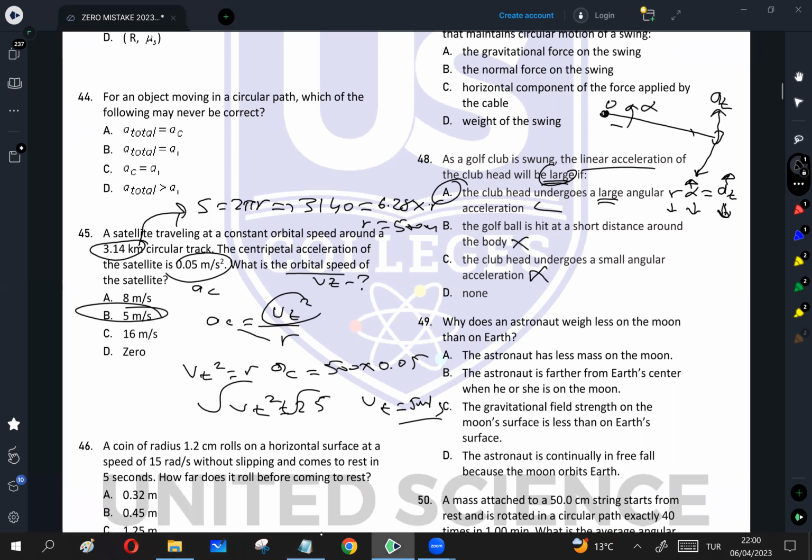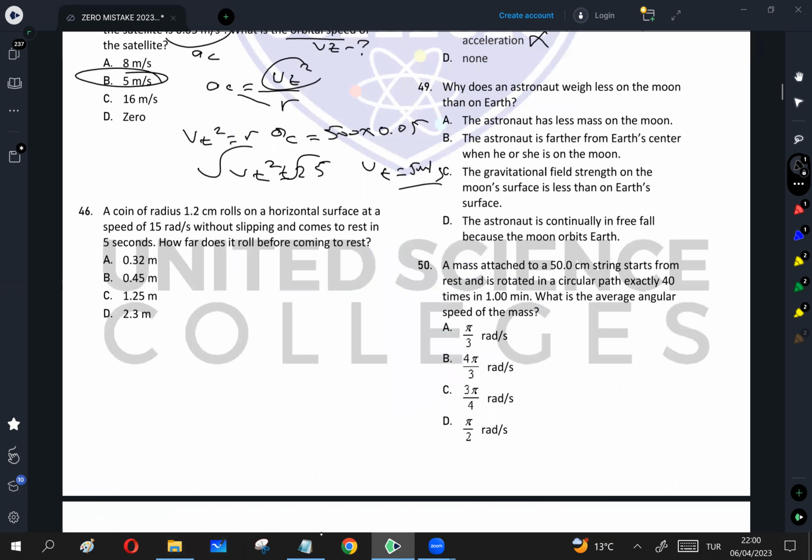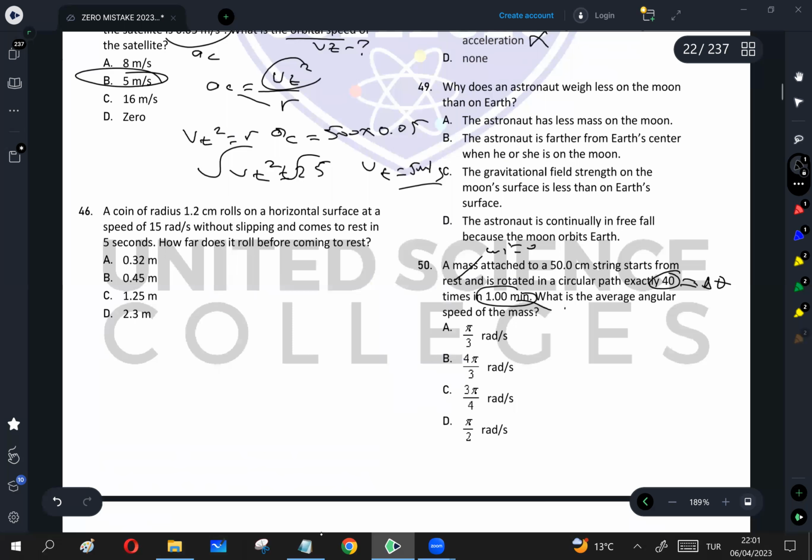48, 50, and 51. A mass attached to a 50 centimeter string starts from rest, with omega initially 0, rotating in a circular path exactly 40 times. This is delta theta. In 1 minute, which is delta t. What is the average angular speed? Omega average is the question. Is it constant speed? No, not constant speed. The average angular speed of the mass is asked. If average angular speed is the question, of course, delta theta over delta t is what we are looking for.